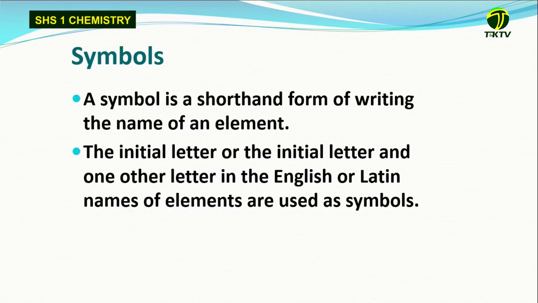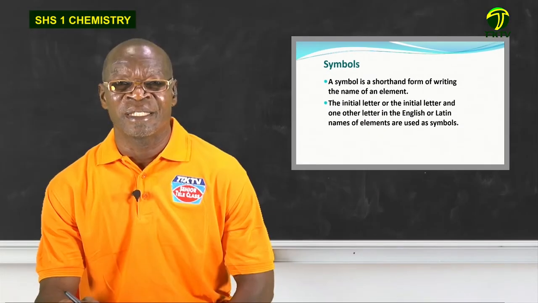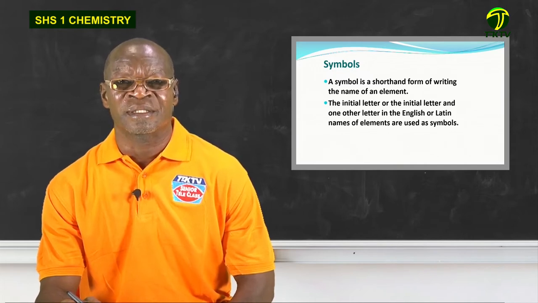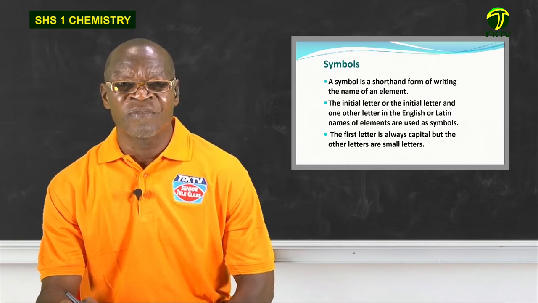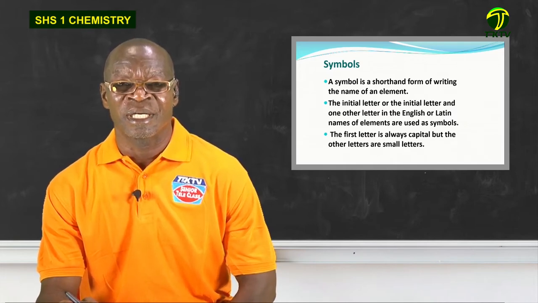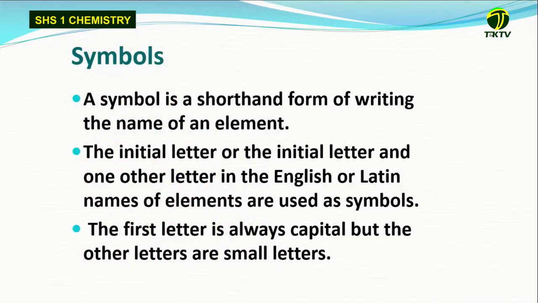And how do we write symbols for elements? We use the initial letter or the initial letter and one other letter in the English or Latin names of elements. They are used. And always the first letter is capital, but the other letters are small letters.